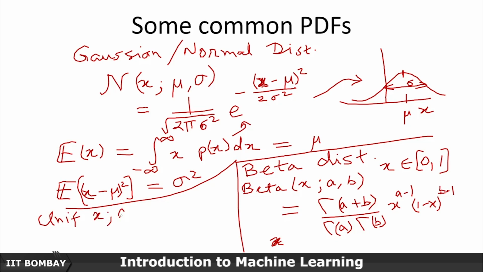Again, it has two parameters a and b, and its graph can be something like this, that you have x here and you have from a to b a constant height, and that height is 1 by b minus a, so that the area under it integrates to 1.